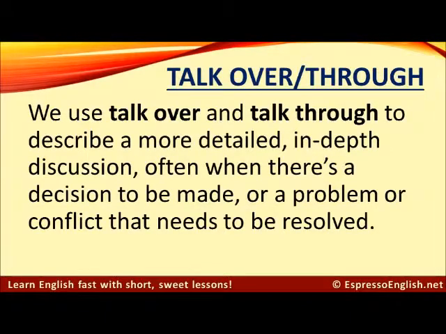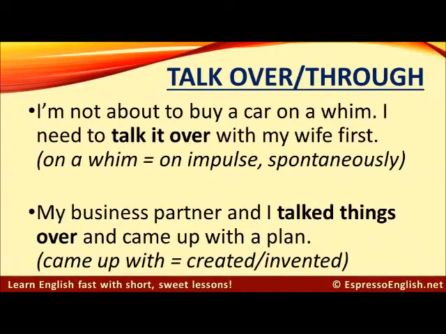We use talk over and talk through to describe a more detailed, in-depth discussion, often when there's a decision to be made or a problem or conflict that needs to be resolved. For example, I'm not about to buy a car on a whim. I need to talk it over with my wife first. On a whim means on impulse or spontaneously. The speaker is saying, I need to talk it over with my wife, because buying a car is a big decision and it needs to be discussed.